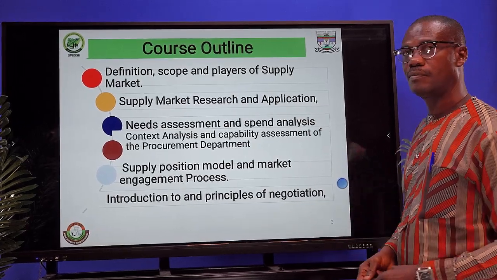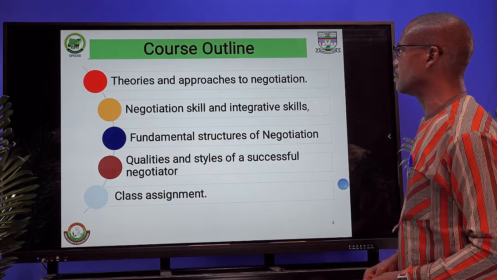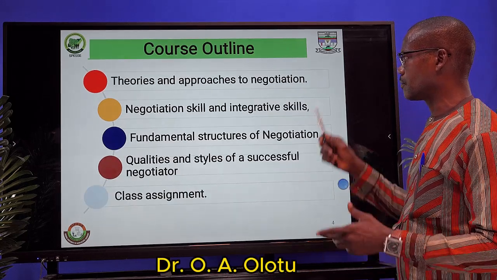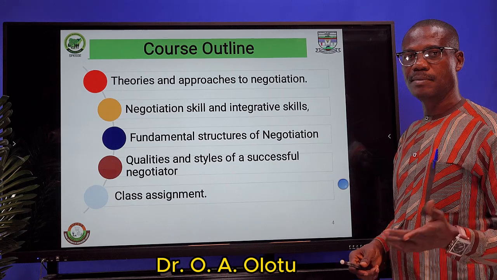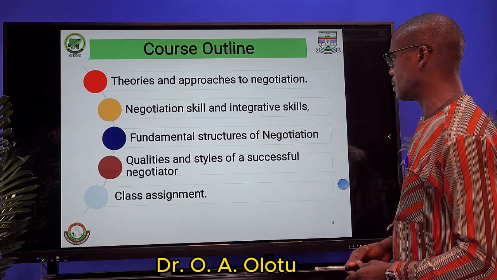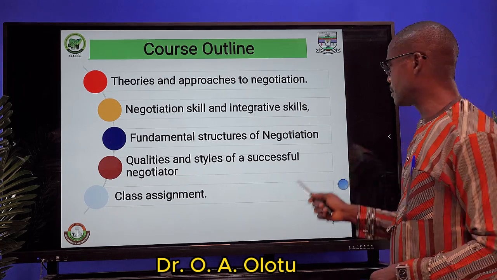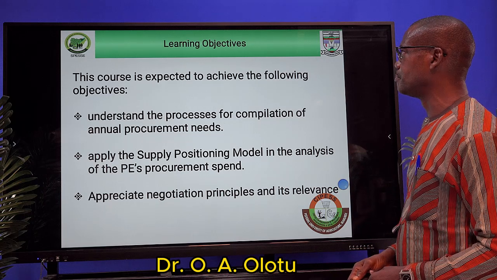We are going to go through all of them, one after the other. There are about 10 different course outlines. We'll start from the market research. We're talking about the market analysis as well as negotiations in their entirety. And then at the end of this class, we are going to give you an assignment that you are going to do in the class.